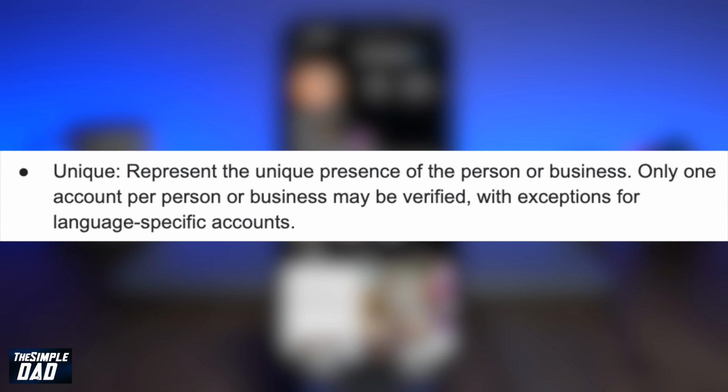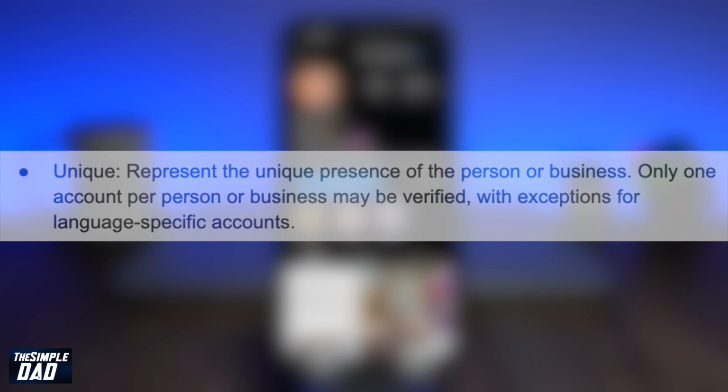The first one is authentic. You need to represent a real person, a registered business, or an entity. The second one is being unique. So you need to represent the unique presence of the person or business. You can only have one account per person or business, and it has to be verified.